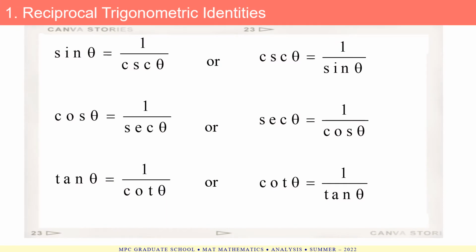First on the list is the reciprocal trigonometric identities. We have sine theta equals 1 over cosecant theta, or cosecant theta equals 1 over sine theta. Cosine theta equals 1 over secant theta, or secant theta equals 1 over cosine theta. Tangent theta equals 1 over cotangent theta, or cotangent theta equals 1 over tangent theta.